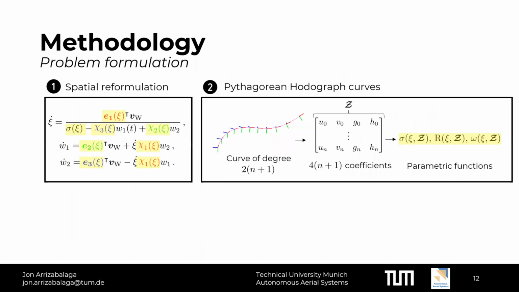Putting together these two main contributions, on the one hand, the spatial reformulation that does not take any sort of assumptions in the adaptive frame, and on the other hand, the Pythagorean Hodograph curves, which allow us to calculate the path-parametric functions, we leverage their combination in the motion planning problem. And the main feature that we exploit out of them is the fact that we enhance spatial awareness.